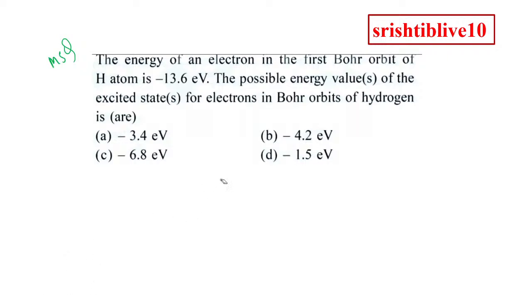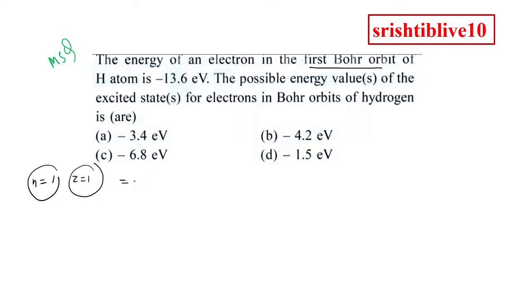Let's try and approach this question now. See how we can approach this question. The energy of an electron in the first Bohr orbit, that means n is equal to 1. Okay, so the energy of an electron in the first Bohr orbit of hydrogen atom, that is Z is equal to 1.